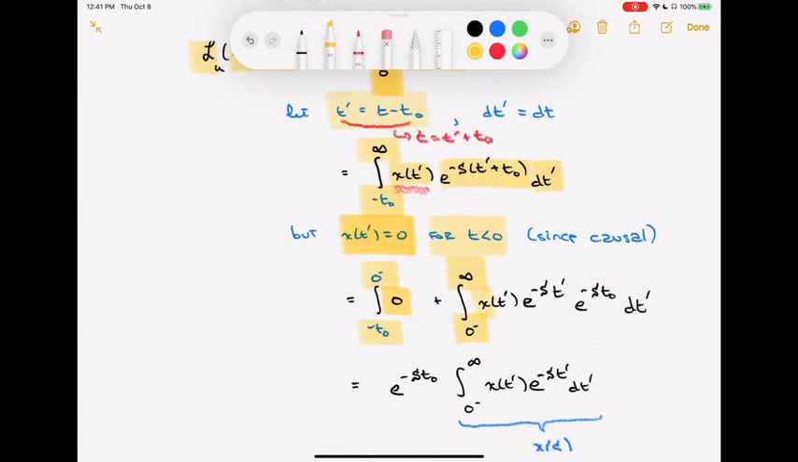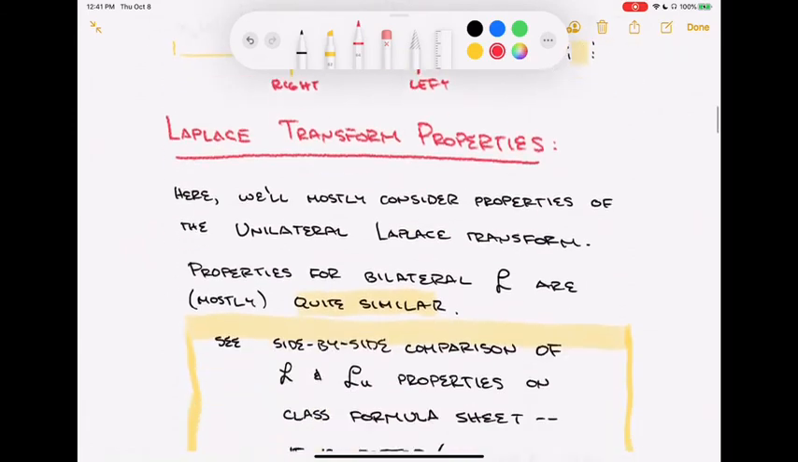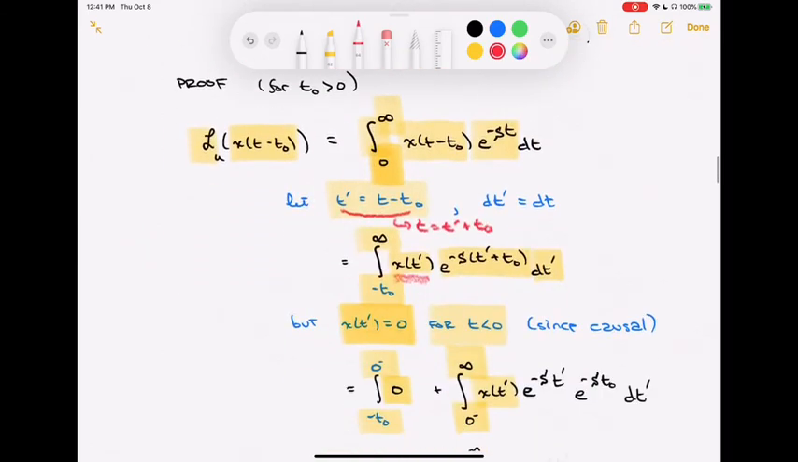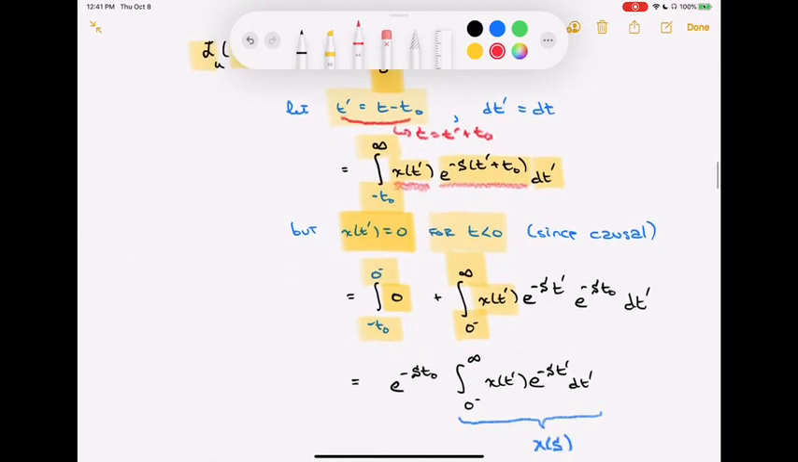I'm still left with that x of t prime. If I take a look at that original exponential function, I have e to the sum of some terms, and I know I can write something raised to a sum power as a product of terms. So in this particular case, if I break that out, I get an e to the minus st prime, multiplied by e to the minus st naught. E to the minus st naught, right, is not a function of the variable of integration. It can be pulled outside, so I pull that guy outside.